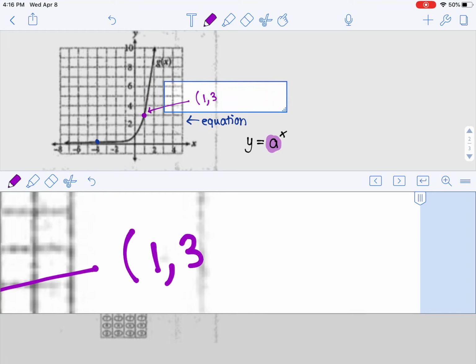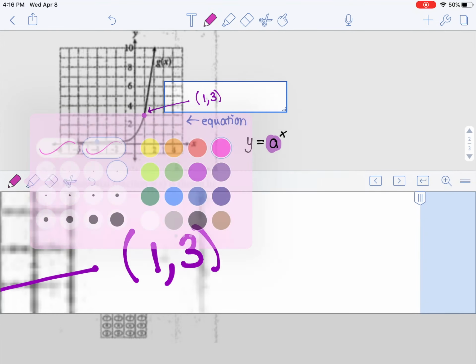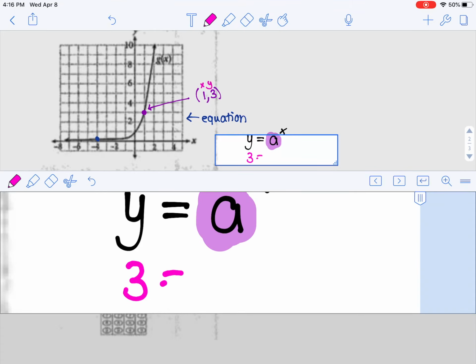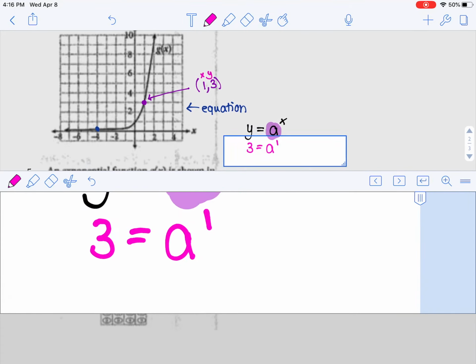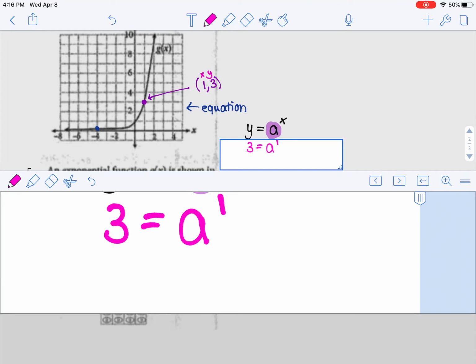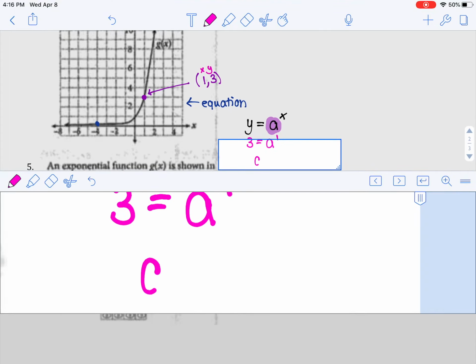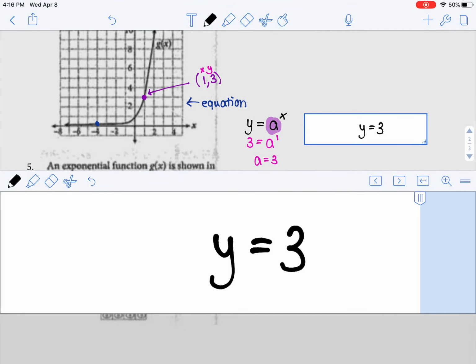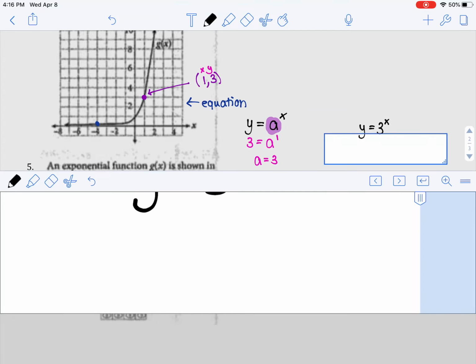This point is 1, 3. I'm going to plug that in for x and for y, and that's going to allow me to solve for a. So I have 3 equals a to the first power, so a is 3. So now my equation for this graph is y equals 3 to the x power. So now I can essentially plug in any x value and figure out what y is.